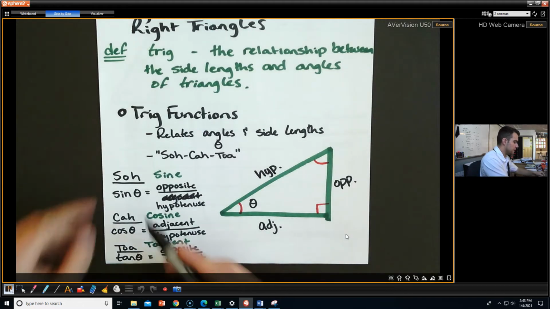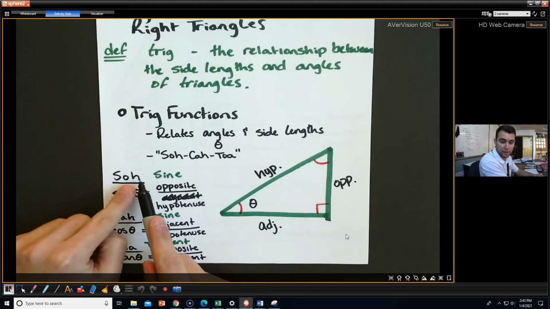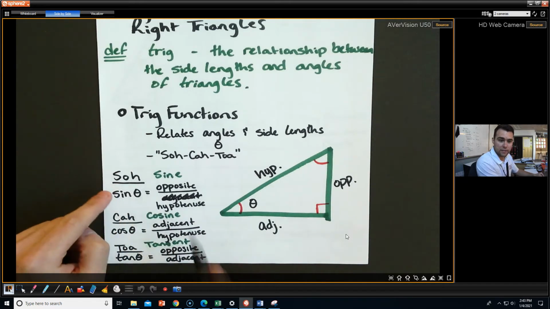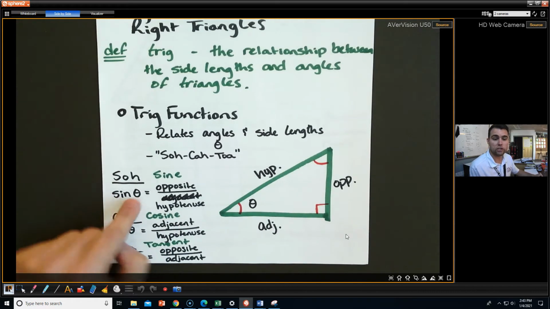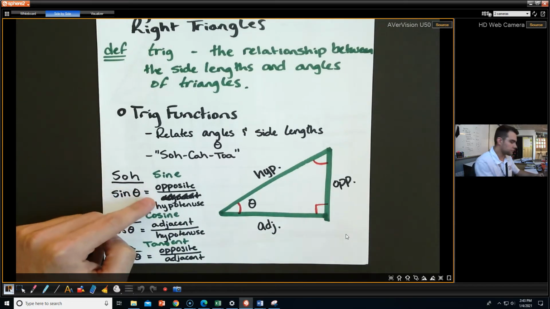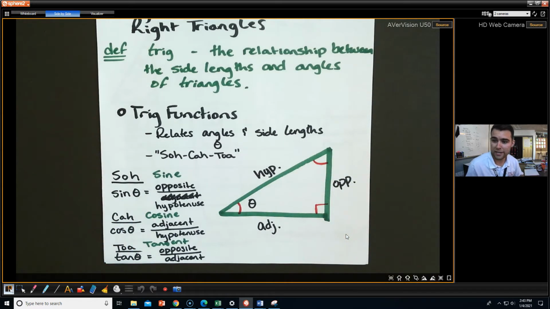So for example, sine is opposite over hypotenuse. That's why they call it so. I kind of scribbled it out, but sine theta should equal your opposite side over your hypotenuse side. Okay? And that's just what sine does. It just relates those sides to that angle.